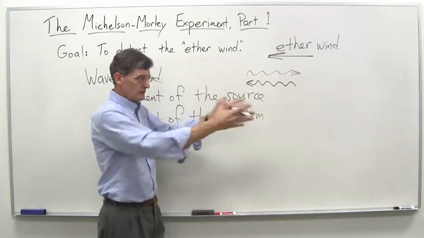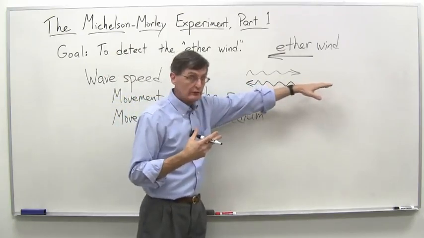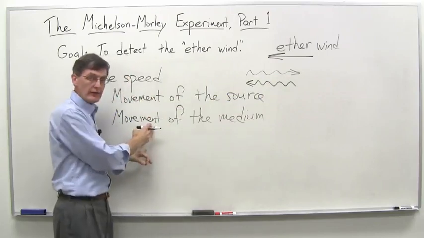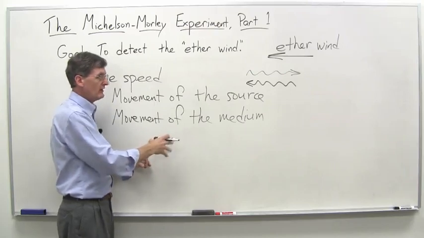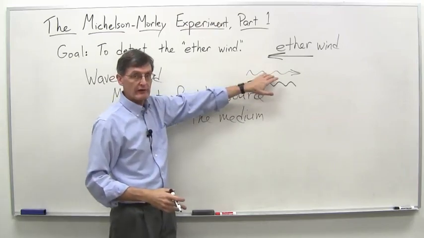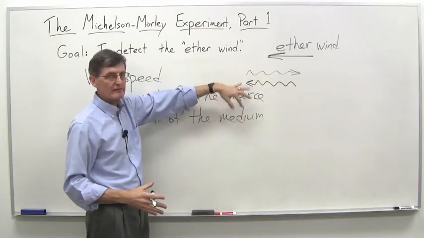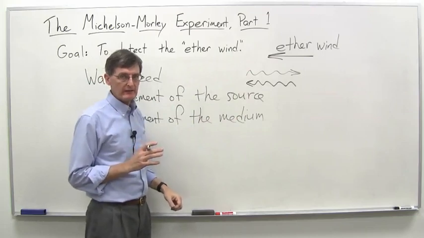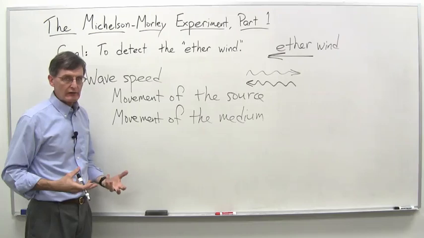We'll assume we're either sending a light beam into the ether wind or with the ether wind. And from our basic wave speed fact, the movement of the medium in this case should affect the velocity of the light. In other words, if I'm an observer here, I should be able to detect the difference in the velocity of light depending on which way it's moving in the ether wind. And so that's what Michelson and Morley set out to do.